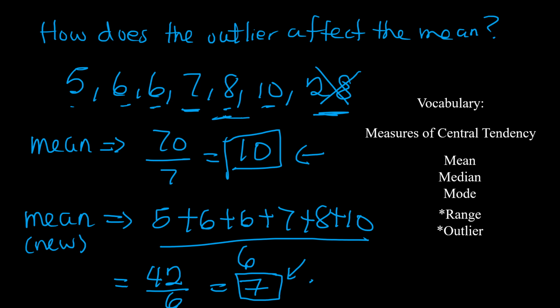So it's kind of tending towards being in the middle of the numbers, okay? So 7 is a more accurate picture of the mean than 10, right? Because 10 wasn't very representative. It was bigger than most of the other numbers. Okay, so our outlier can skew the mean.